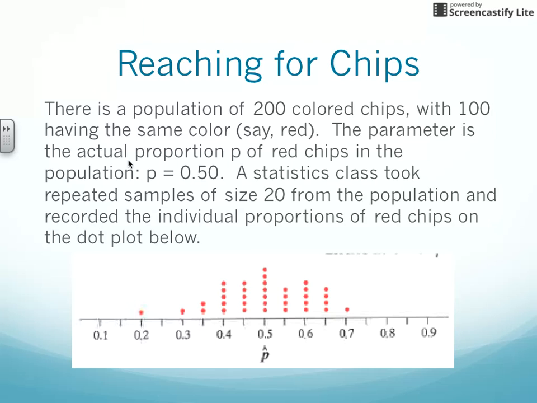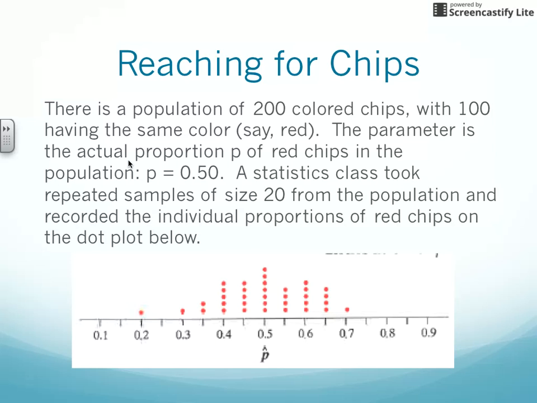Okay, so I want us to realize first that this dot plot is showing repeated samples of size 20. So this is a dot plot of different samples being taken from that population of 200. They pulled out 20, they counted their red, they put it back in, the next student came, took out their 20, counted the red. Every time a new student came up, they plotted on the dot plot, okay?